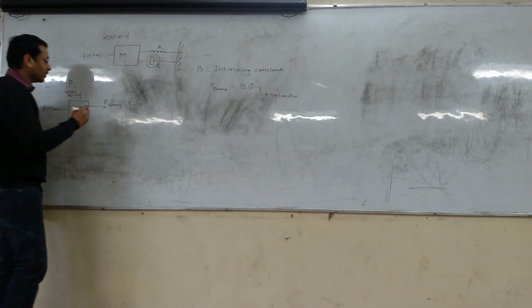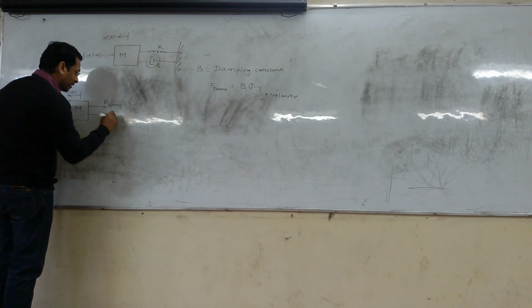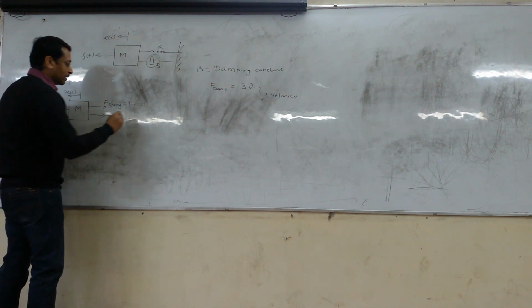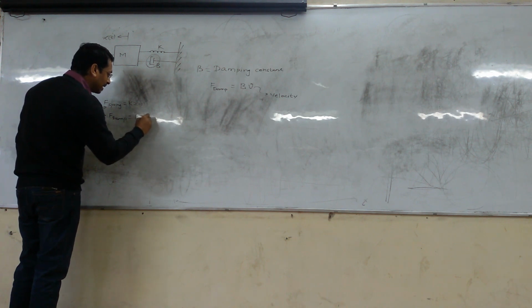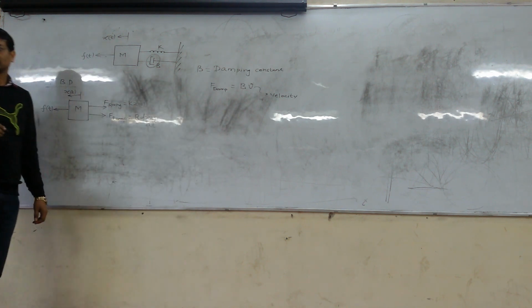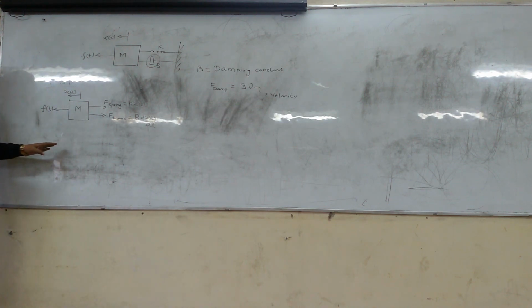So this will also oppose the motion, and F damp will be equal to what? B multiplied by v, you can say dx(t)/dt. That is very simple. Okay, try to apply Newton's law and solve it.